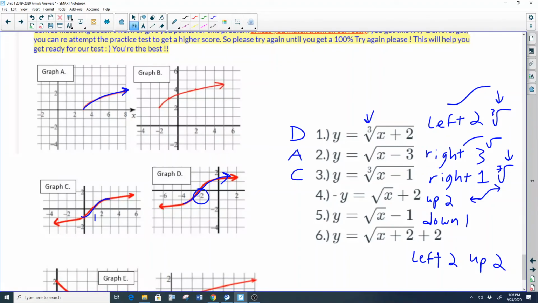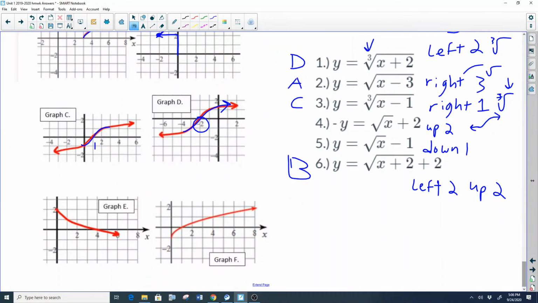And then let's do this one while we're up here still. So I think this one is going to be an up 2, but it's also going to be a left 2. Right, the left 2. So that's going to be B. That's going to be number 6. And then looking at these two graphs, there's a negative. So there's a negative in front of the radical there, and so that means that it's actually going to be upside down. And then a shift up 2. And here is your shift up 2 and then upside down. So that one's going to be E.